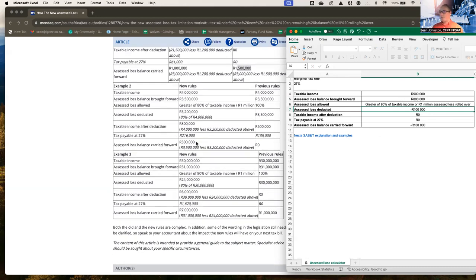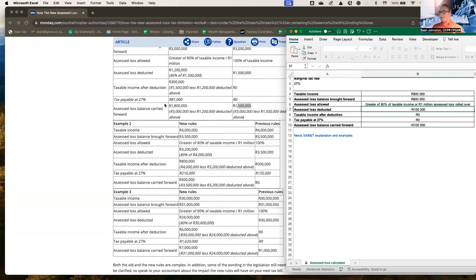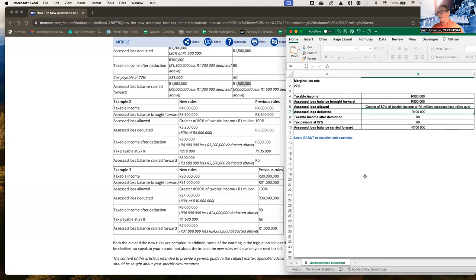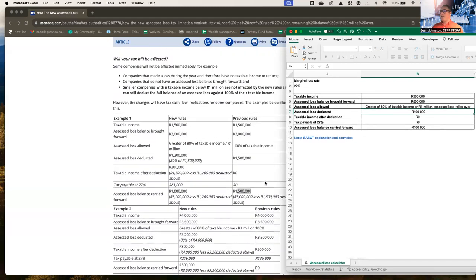I've created a link to this particular article. I know there are other articles which use exactly the same tables. Welcome to use those, but it amounts to the same thing really at the end of the day.